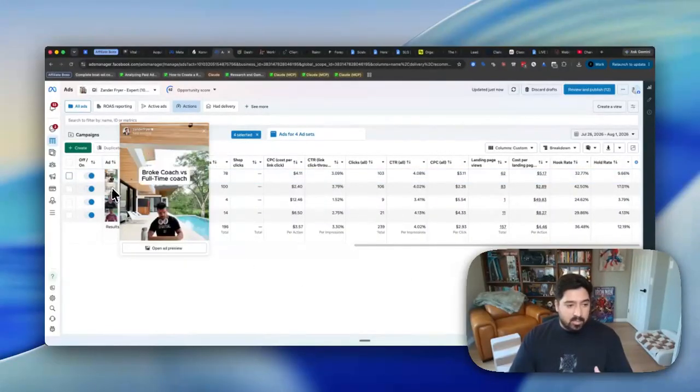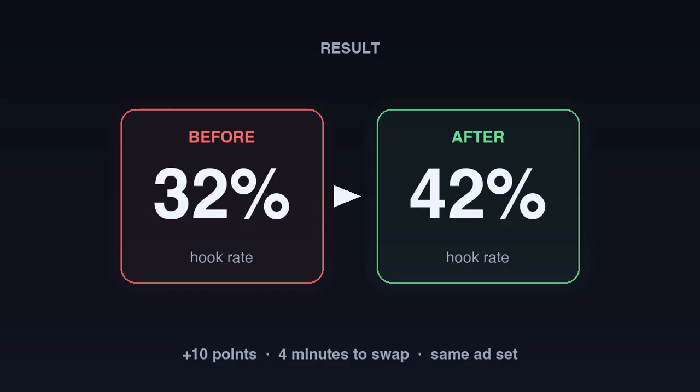I tested it this past week, which was adding broke coach versus full-time coach at the beginning of the video. And that actually bumped it up by 10% on the hook rate, 42% hook rate and a 17% hold rate, which makes a really big difference all across the board. And this crushed it for us.